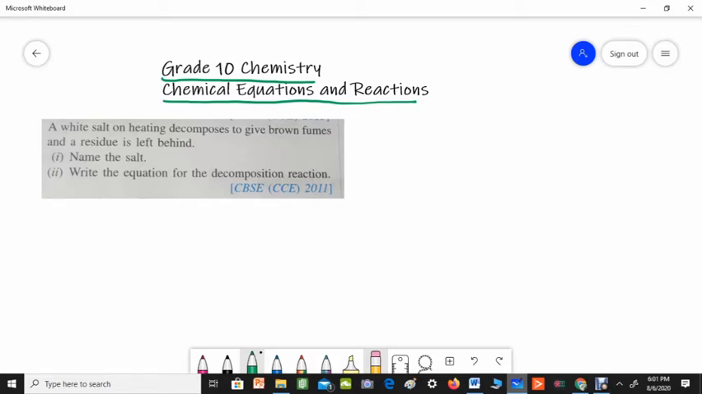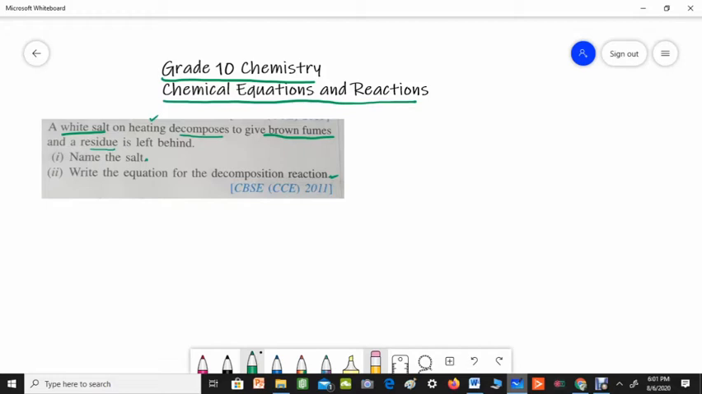The question is: a white salt on heating, the energy used here is heating, decomposes to give brown fumes and a residue is left behind. You need to name the salt and write the equation for the decomposition reaction.